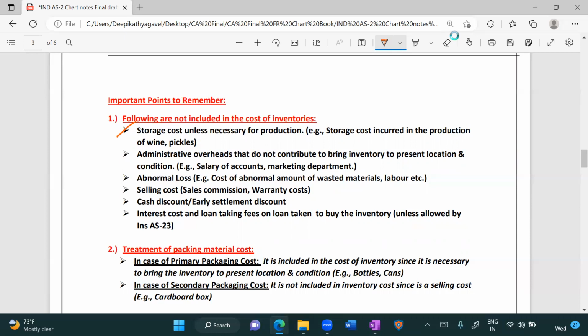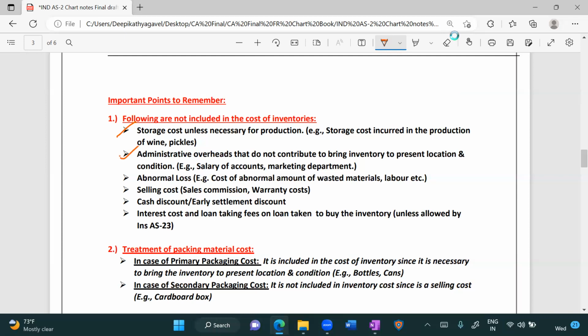You have converted your raw material into finished goods. Now this finished goods has to be sold. So for that period, you have to store it somewhere, that storage cost will not be included unless it is necessary for production. Example, if you are having wine or pickle, they need to be stored in certain conditions. So that condition that you're creating, let's say you need to refrigerate them or maintain them at a certain temperature, that cost is necessary for the production. The standard says if that storage cost is necessary for the production, then that storage cost will be included.